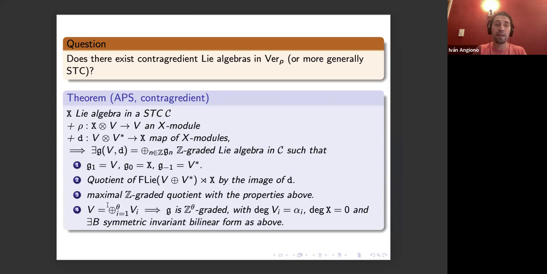The other funny thing is that suppose that your X-module V decomposes as a sum of some V_i, which are X-modules too. Then, as for the usual Lie algebras, this contragredient Lie algebra is Z-graded, with every V_i in degree alpha_i and the X in degree 0. And again, you have a bilinear symmetric invariant form in this contragredient Lie algebra with the same properties: a duality between degree alpha and degree minus alpha, and they are orthogonal otherwise. Essentially, this is the idea.